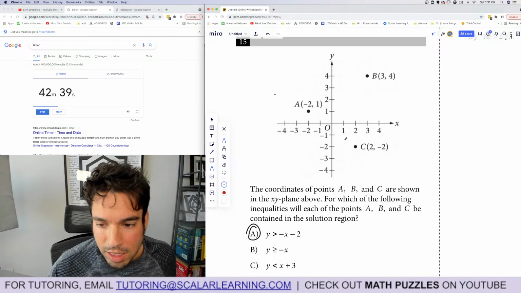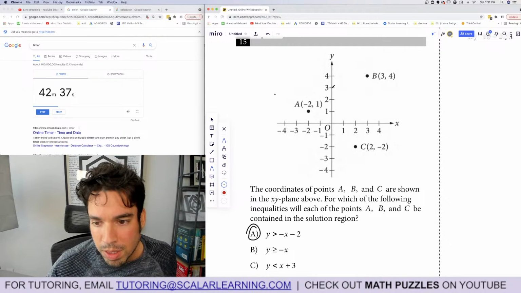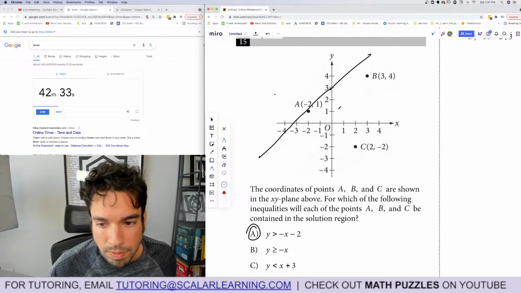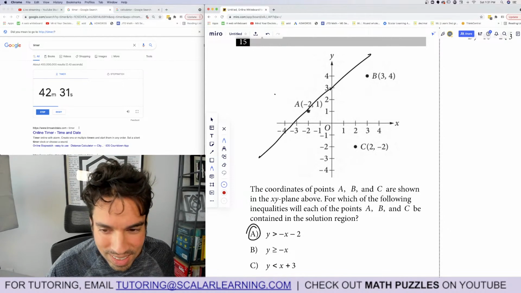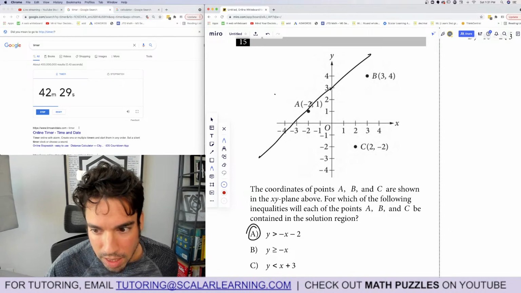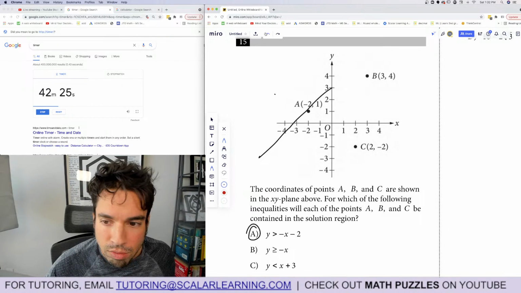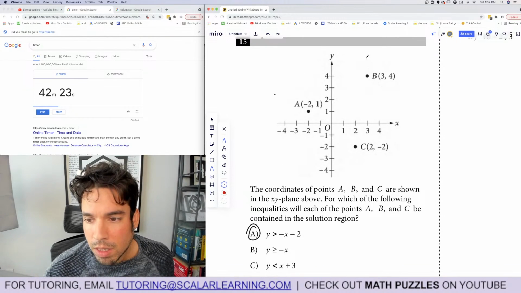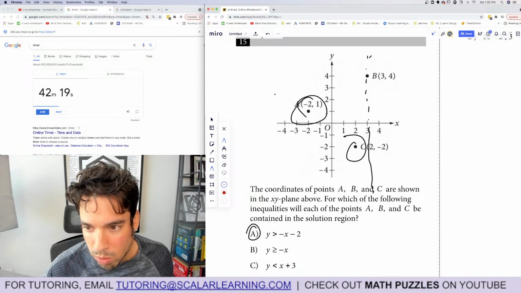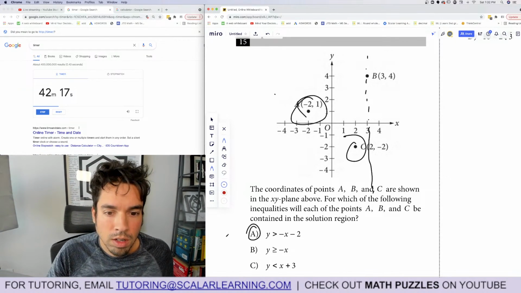Y is less than x plus 3. That would be like this. So because it's less than, this would actually be a dotted line. And again, we'd catch these two, but we'd miss this one. So that's out. And then x is less than 3. That would be a dotted line here. And again, it would capture these two, but it would miss B. So A is the winner.